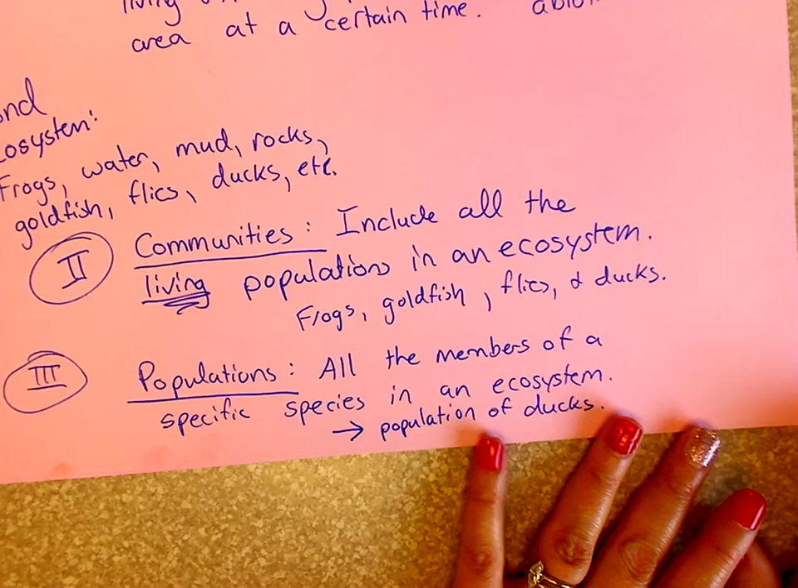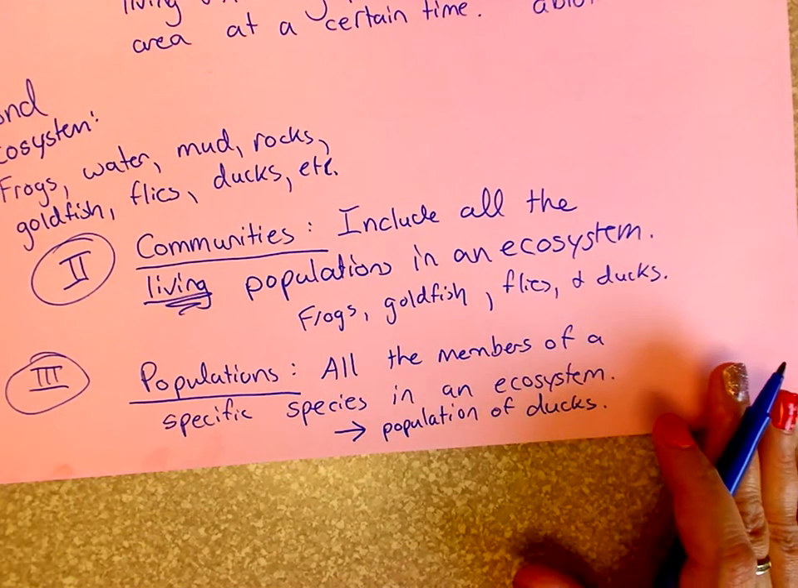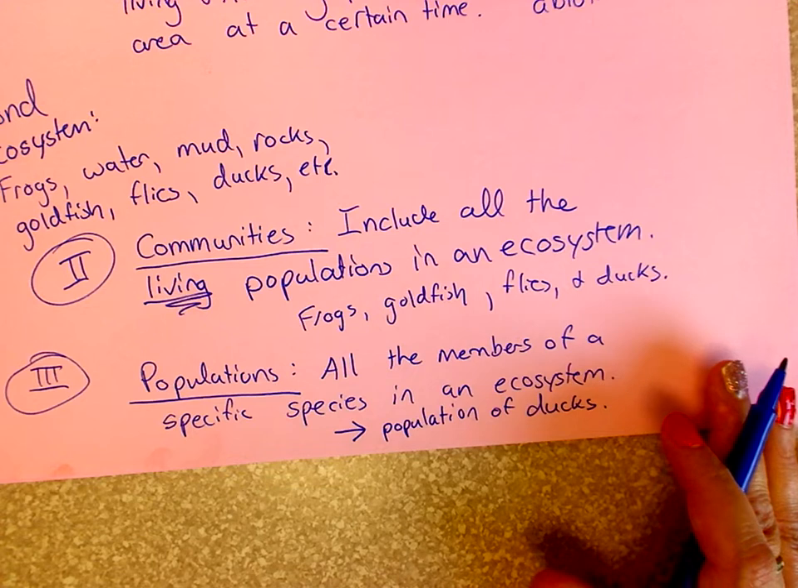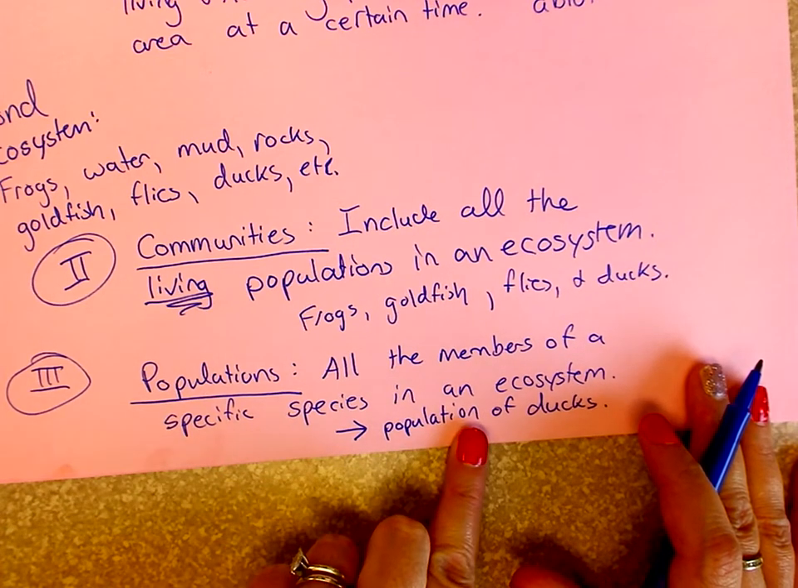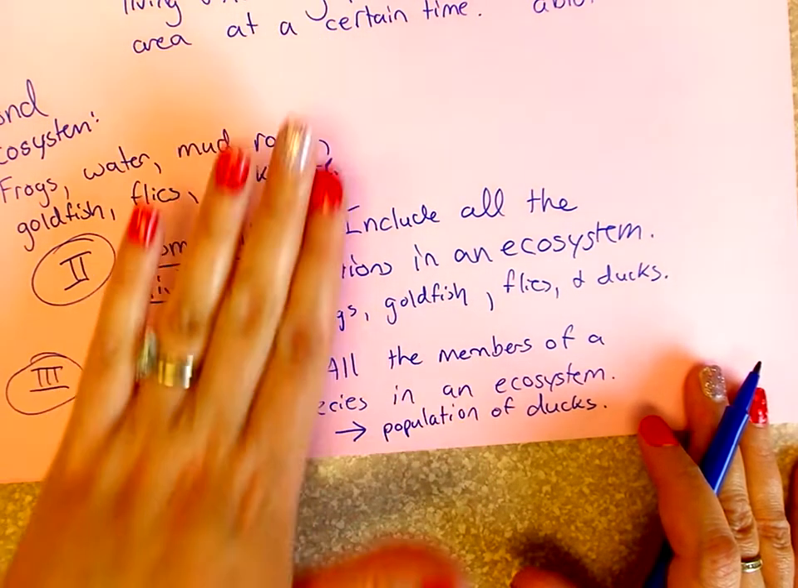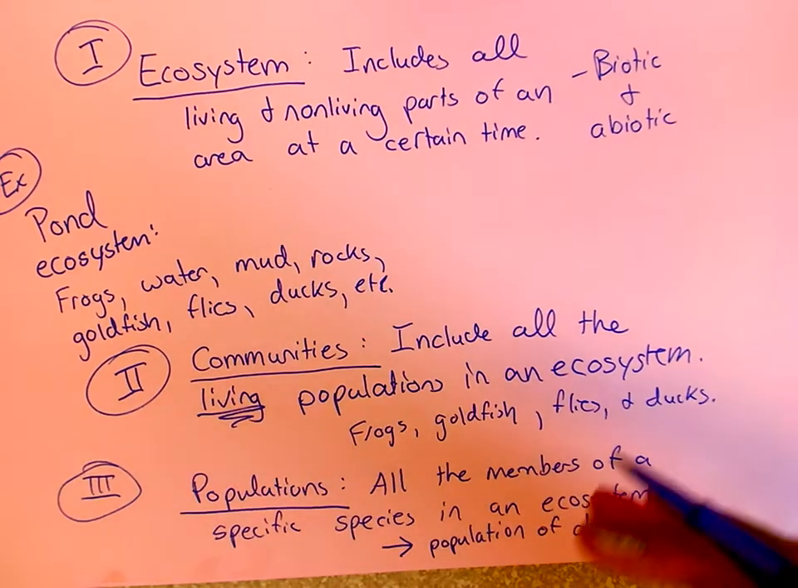So I might have mallard ducks in this pond ecosystem, but then all the way across the United States there might be some mallard ducks, same species, but they wouldn't be considered part of this duck population. So this is kind of like a hierarchy, or some levels of organization here. So I'm going to turn my page over just to show us how this little hierarchy works.